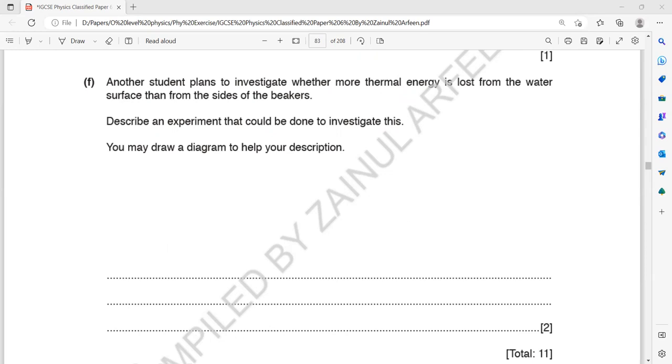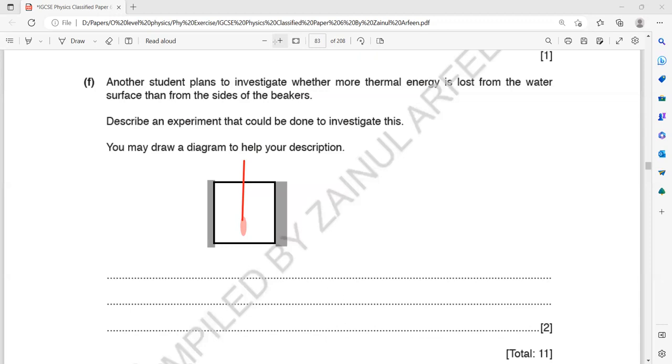He should perform the experiment. We can put a thermometer into the beaker. First, you will use lagging or insulation on the sides and keep it without a lid. No lid is there, and you record the temperature change. Using this, you can investigate how the surface area is affecting the rate of cooling.